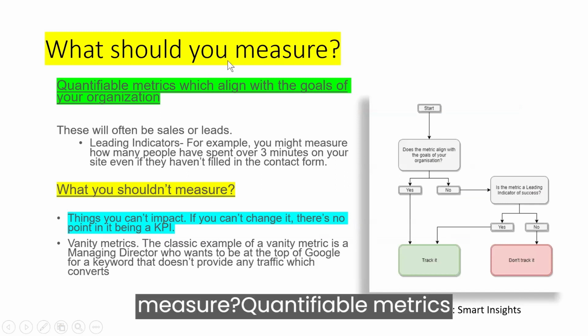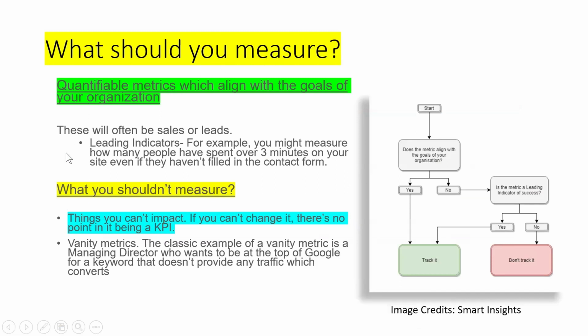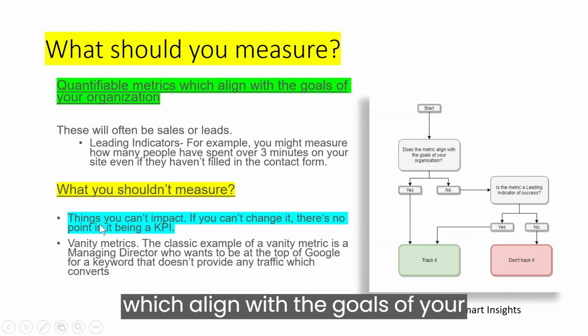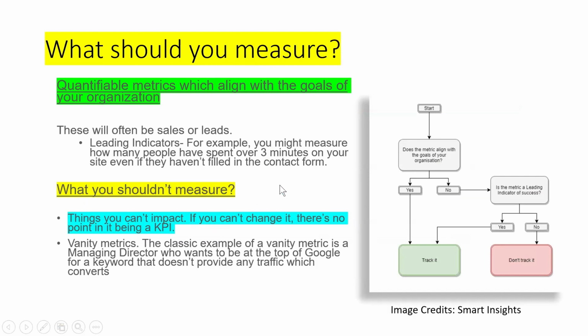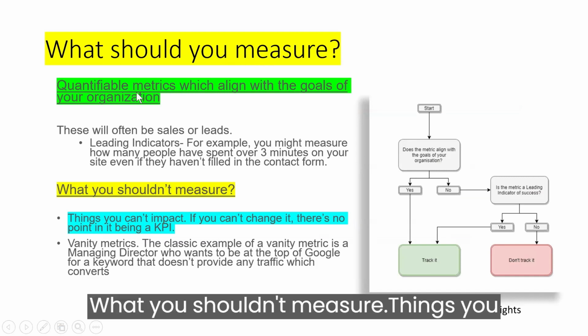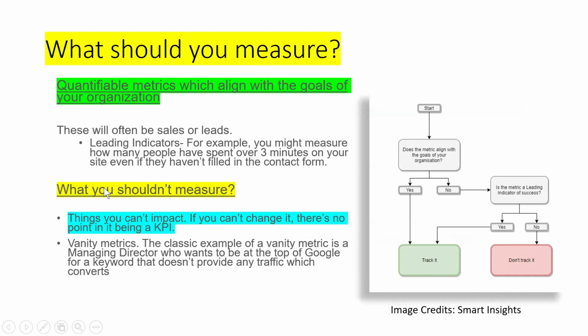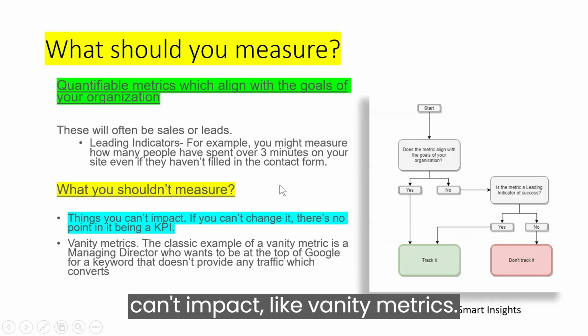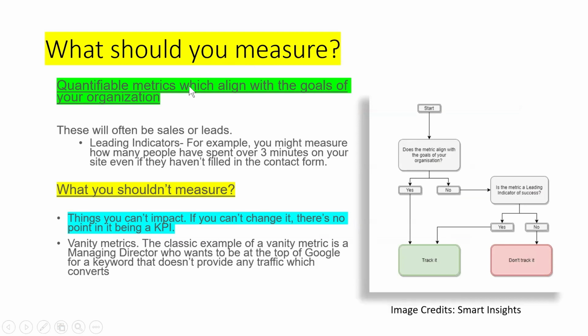What should you measure? Quantifiable metrics which align with the goals of your organization. These will often be sales or leads. What you shouldn't measure: things you can't impact, like vanity metrics. If you can't change it, there is no point in it being a KPI.